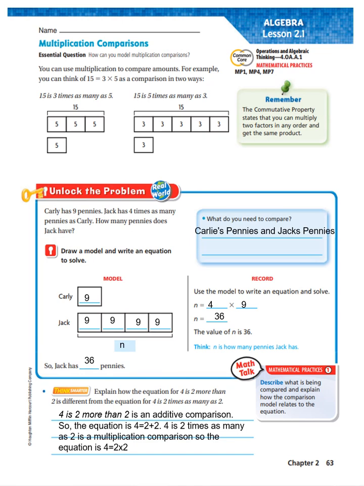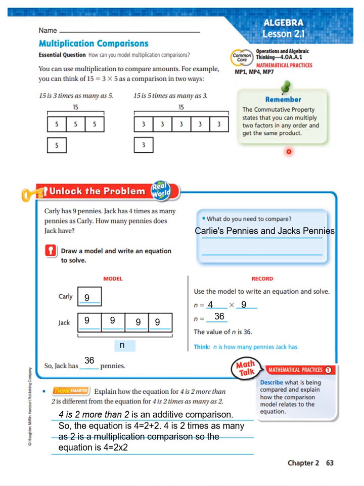Okay, boys and girls, let's go ahead and begin algebra lesson 2.1. We're going to work on multiplication comparisons. Our essential question is, how can you model multiplication comparisons? Well, you can use multiplication to compare amounts. For example, you can think of 15 equals 3 times 5 as a comparison in two ways.